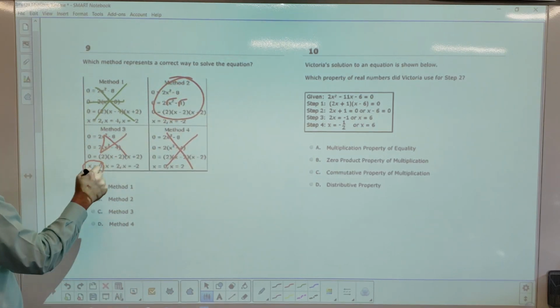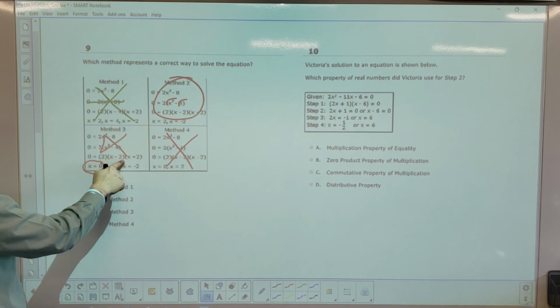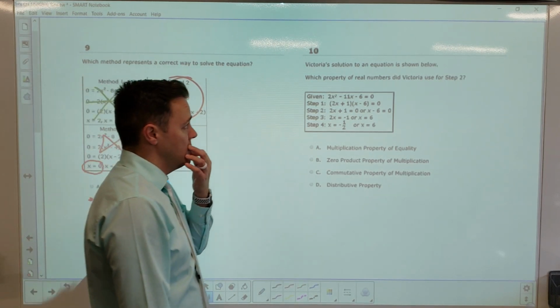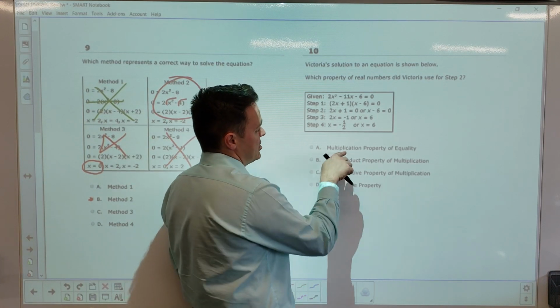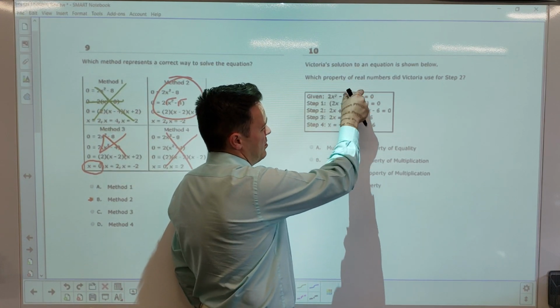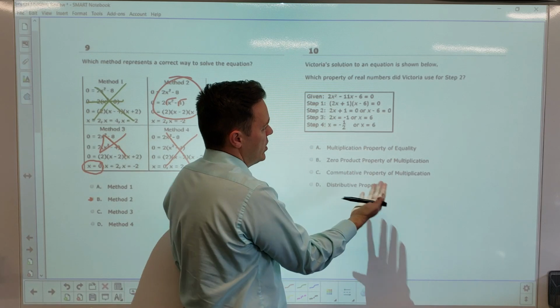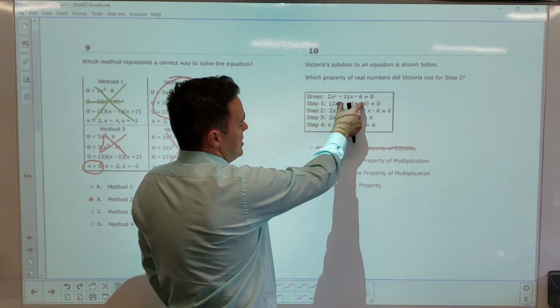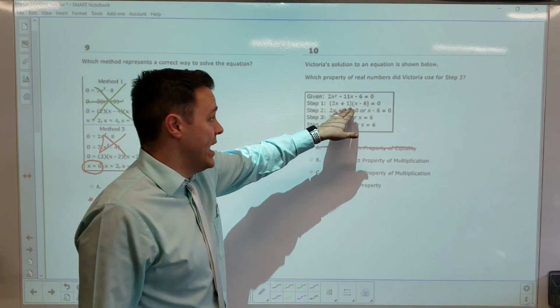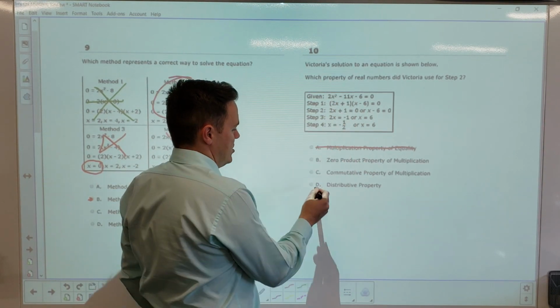This one here is no good, because 0, you plug that in, that's not really an answer to the solution, okay? This one right here, if you do process of elimination, multiplication property of equality means you multiply something to both sides. We didn't do that. You can't use that one. Distributive property. This is actually backwards of distributive. We actually factored this equation, so that can't be it.